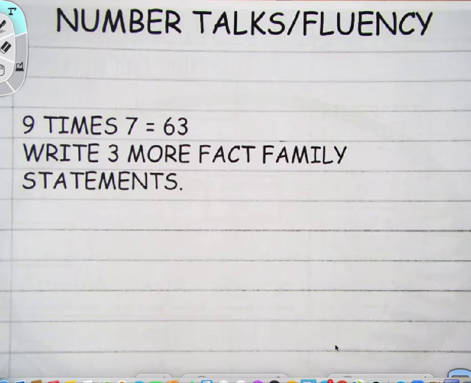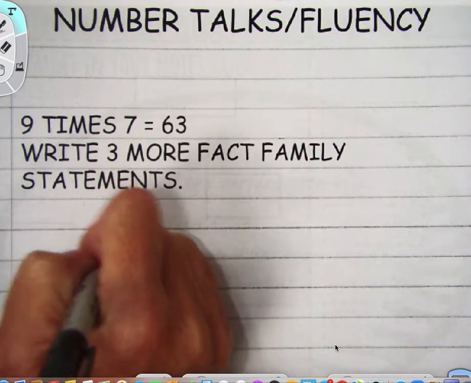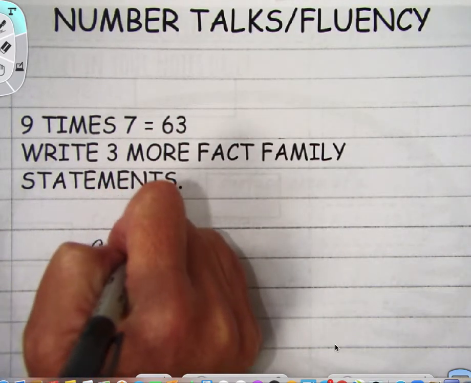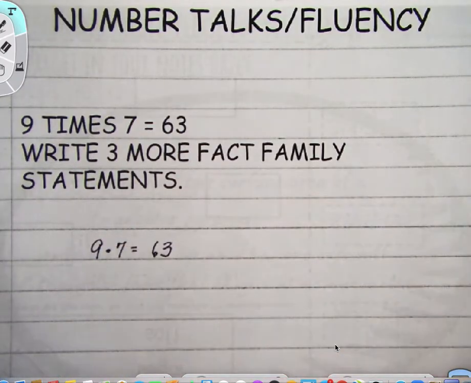So here's our task for today. 9 times 7 is equal to 63. I want you to write 3 more fact family statements. Okay? And you can pause the video while you do this. Okay? So here is what I gave you. I gave you 9 times 7 equals 63.